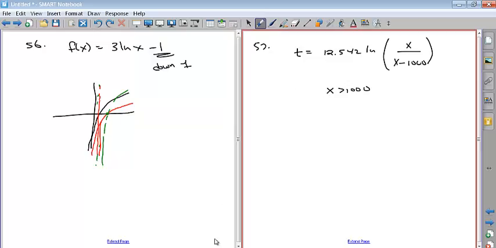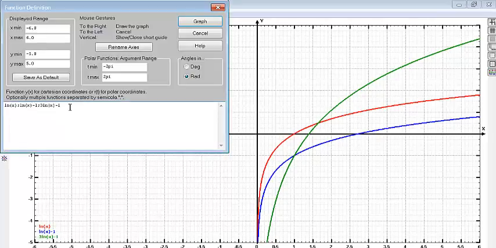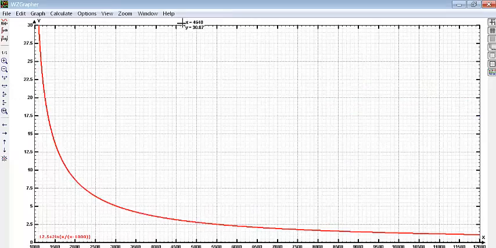So I'm going to cheat a little bit and I'm going to do this function that we've got and scale it appropriately. So it's going to be 12.542 times the natural log of x divided by x minus 1,000. And I'm going to start at 1,000 and go to, how many? They got about 12,000. Actually, let's go to 12,000. And the y value goes from 0 to 30 years probably. That's good enough. Okay, so there's the function.